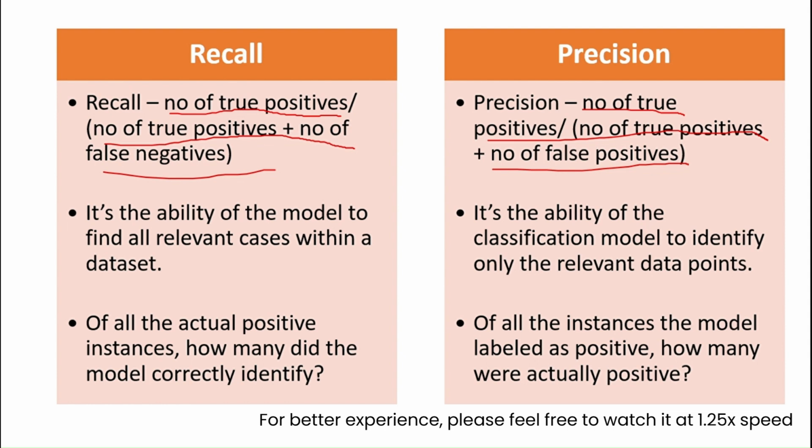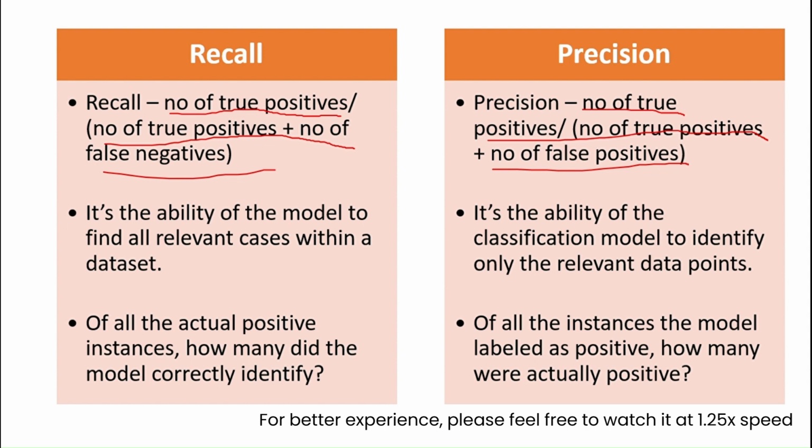So of all the dog images, let's say there were 80 dog images and 20 cat images, then of the 80 dog images, how many were correctly identified? That is recall. And precision is the ability of the classification model to identify only the relevant data points. That is, of all the instances which the model labeled as positive, how many were actually positive. So it doesn't want any negative values there.